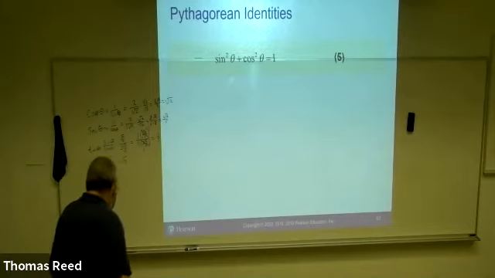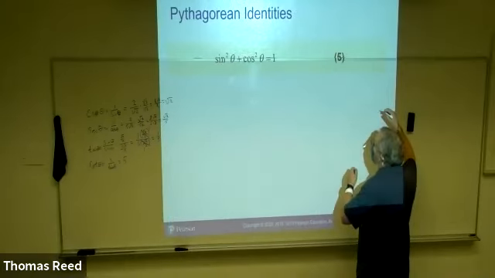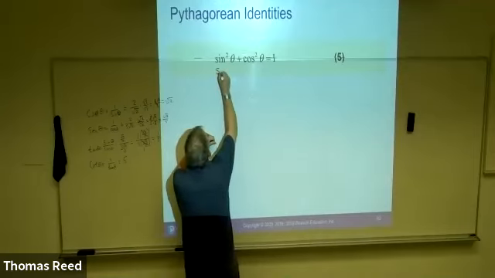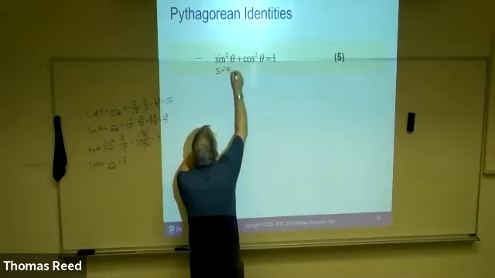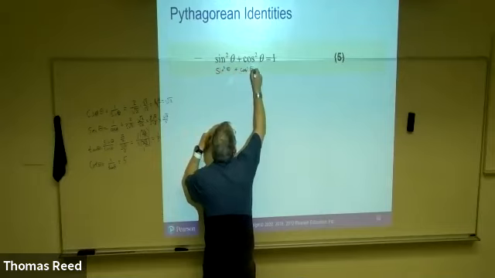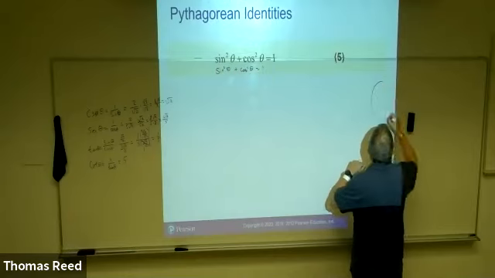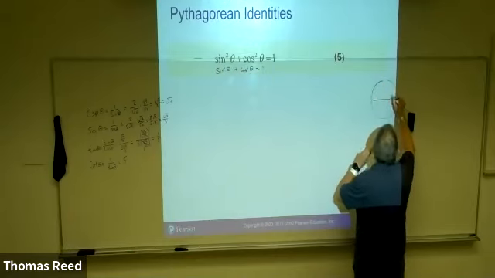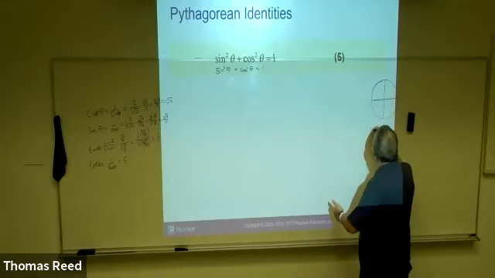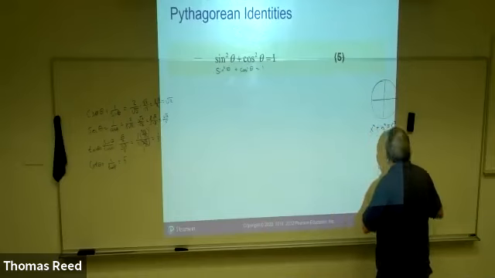So this is based on the unit circle. I don't think we can see this in the classroom. Sine squared theta plus cosine squared theta equals 1. With the unit circle, we have a circle, right? And its radius is 1. So the formula for a circle is x squared plus y squared equals r squared.